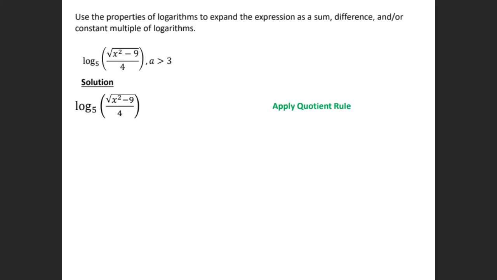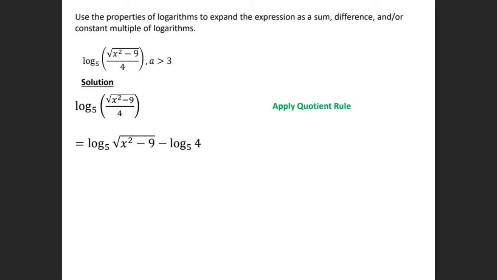Let's expand this log. Log of base 5 of the square root of x squared minus 9 divided by 4. Okay, so the first thing that I see is that I have a log of base 5 and the input has a division, right? There's a fraction. So what I'll do is apply my quotient rule. This can be expanded to the log of base 5 of the square root of x squared minus 9 minus the log of base 5 of 4.